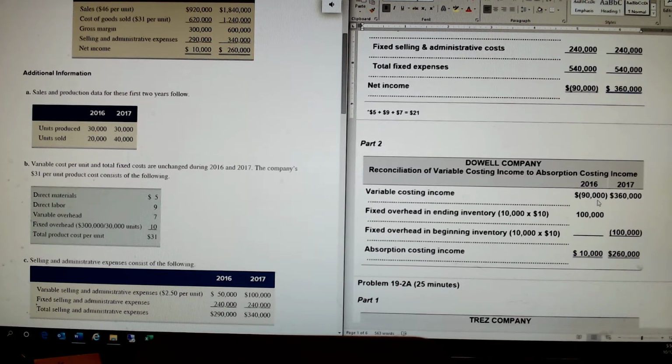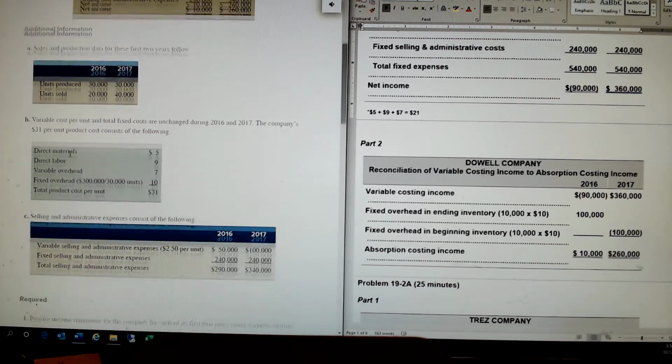And variable costing is less because we expense all the factory overhead under that. Then, of course, in the second year, we are not only expensing all the fixed overhead of the second year, but that $100,000 from the first year, because we are selling now 10,000 more than we produced. We're expensing everything this year plus some of the prior year. So that's where that came from.